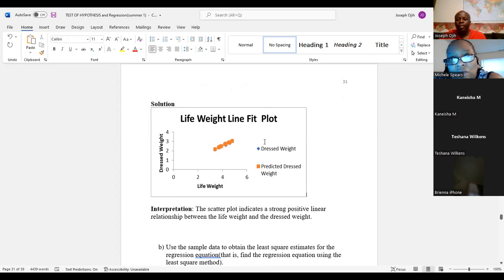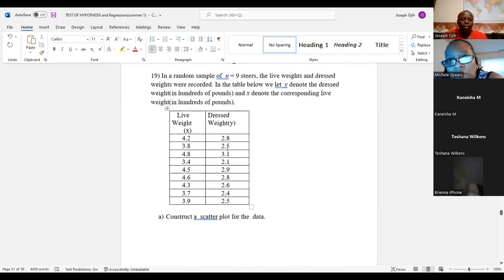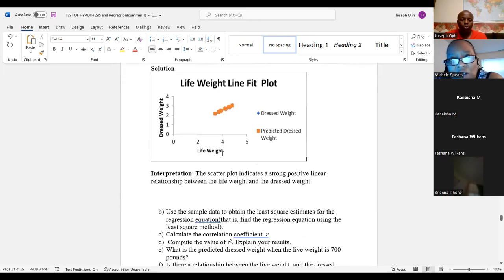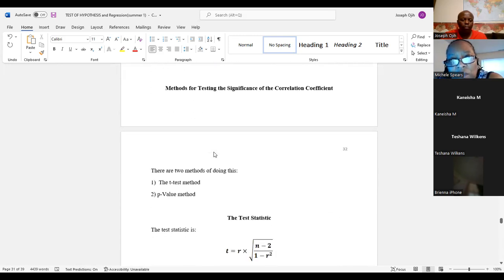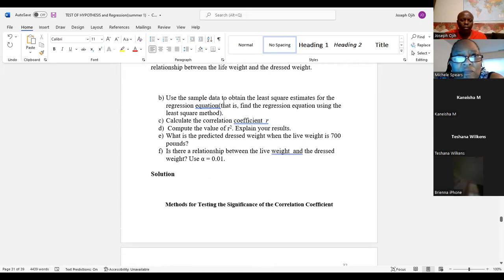If you are drawing this on paper, you know how long it can take you to draw the line, make it straight, draw this one, and then start to put numbers in. Okay. Now, next question. It says use the sample data to obtain the least square estimate for the regression equation. That is, find the regression equation using the least square method. There are two ways you can do this.